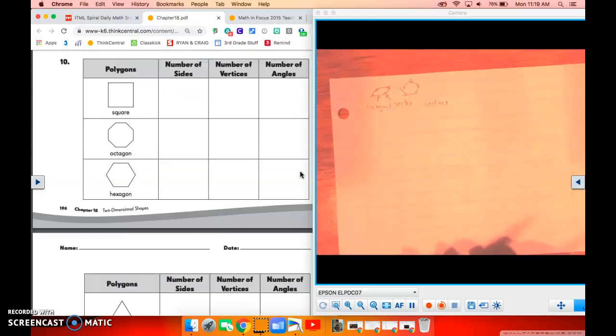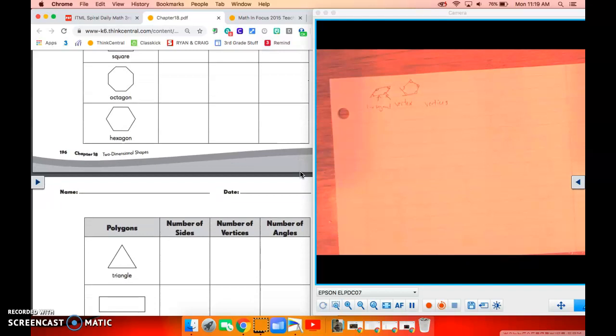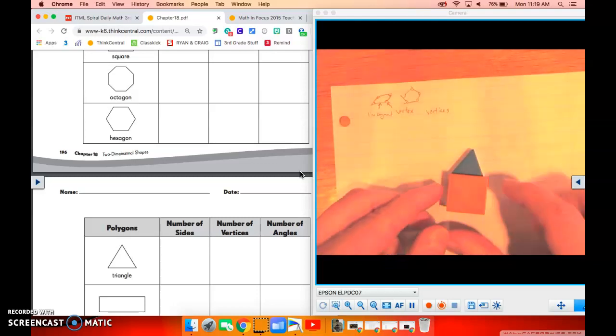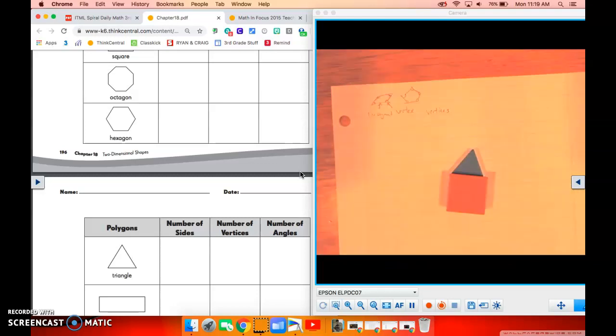All right, let's skip now to the triangle. Oh, I don't know where my triangle is. Where'd that little rascal go? Well, we're just going to move on, and I'm going to use half of this. I'm going to pretend that you only get half of that right there, so you get just the blue part. There's your triangle. Number of sides, 1, 2, 3. Number of vertices, 1, 2, 3. Number of angles, 1, 2, 3. So on and so forth.